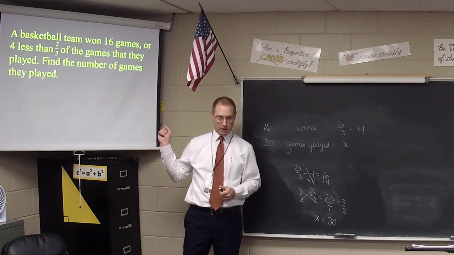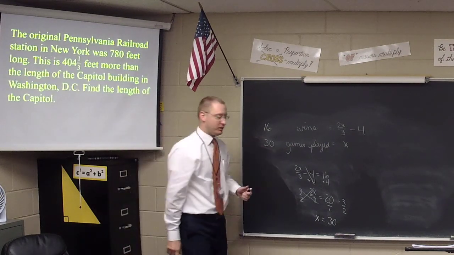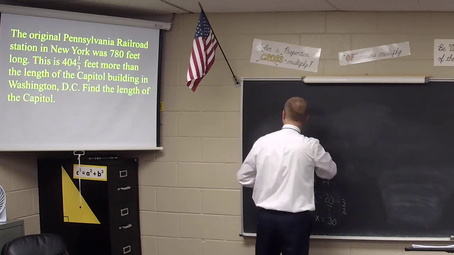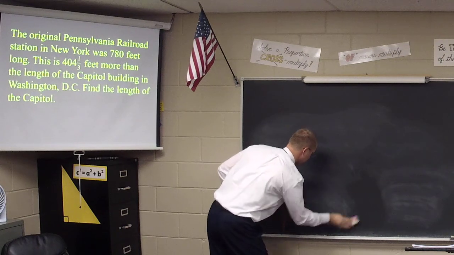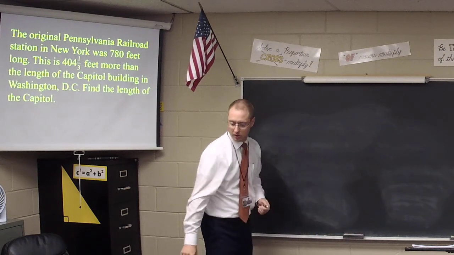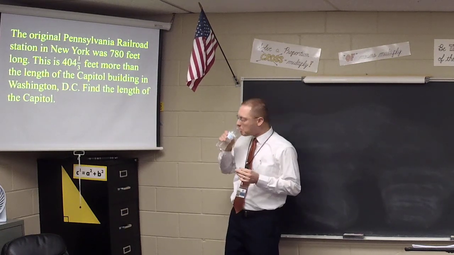Questions on this word problem. Let's take a look at another one together. And read this one for us, if you would, Adam. The original Pennsylvania Railroad station in New York was 780 feet long. This is 404 1/3 feet more than the length of the Capitol building in Washington, D.C. Find the length of the Capitol.